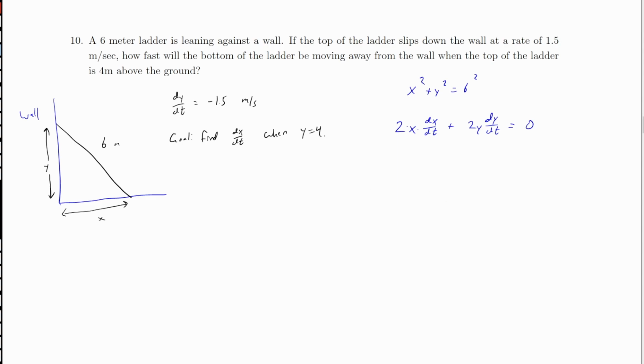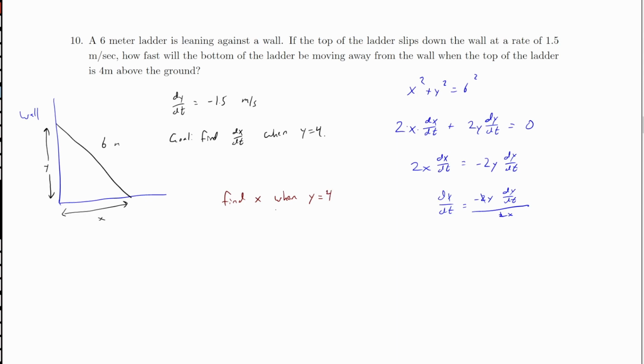Okay, so I want to find dx/dt, so we'll subtract. So 2x dx/dt equals negative 2y dy/dt, and then divide. dx/dt is negative 2y dy/dt all over 2x, and the 2's cancel. So I need to know dy/dt, which I have. I need to know y, which I have. And I need to know x, which I don't have. So we need to find x when y is equal to 4.